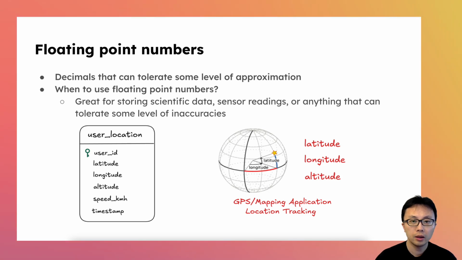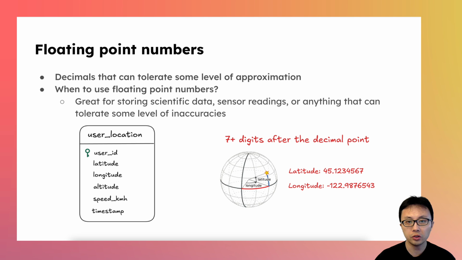For example, think about when you are designing a database for a GPS tracker application, and there's a table named user location in the database. This table needs to store users' current latitude, longitude, and altitude to pinpoint users' location. Such data are decimals, and all have about 7 digits after the decimal point.